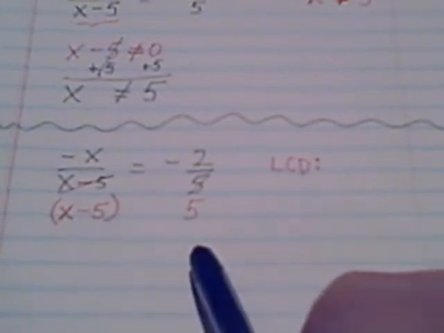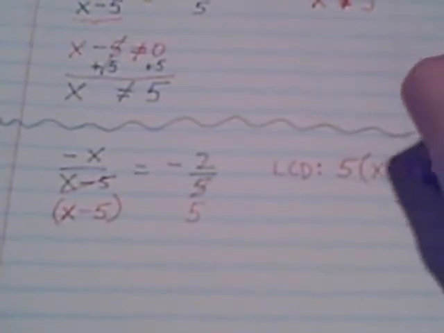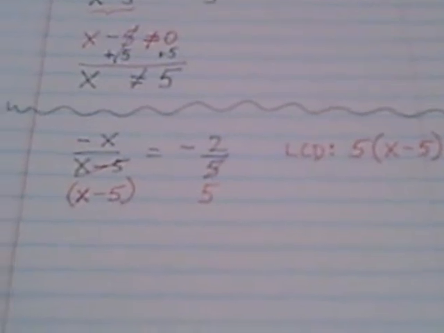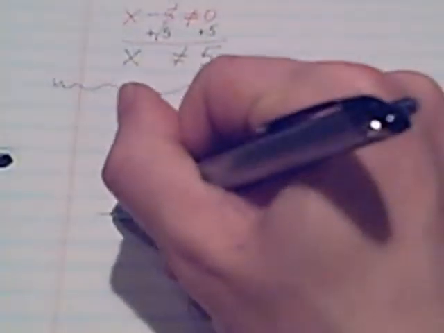Our LCD needs to use the factors that we have found. So we need to have one 5, and we need to have an x minus 5 in parentheses. There's our LCD. Okay, now I'm going to be doing a lot of writing just to try to be clear about what all of our steps are.